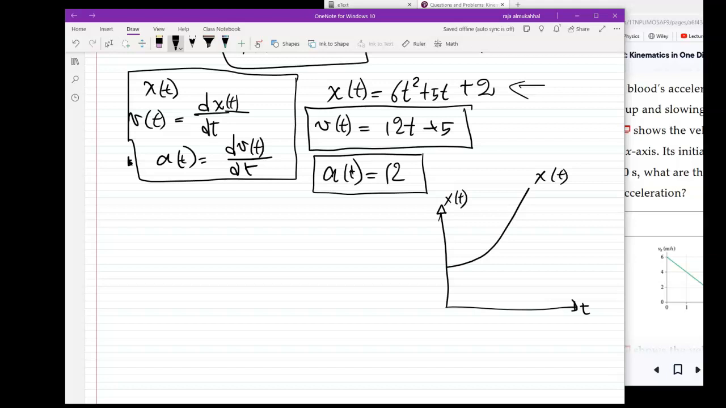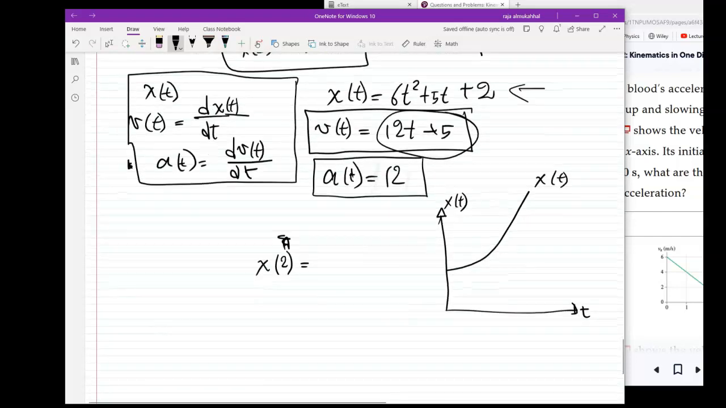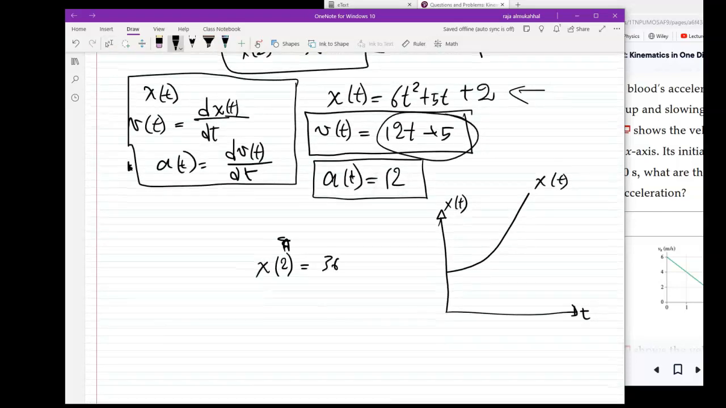And then what I want to do is know the velocity. Well, the velocity is this. It's basically a straight line, right? 12t plus 5 is the equation of the line. So if I ask what is the position at 2 seconds, we already did the calculation for that. It's right here. The position of the particle is equal to 36 meters. In other words, the particle after 2 seconds has traveled 36 meters.